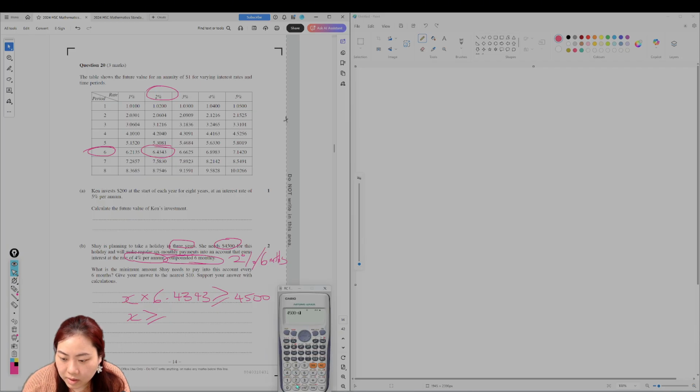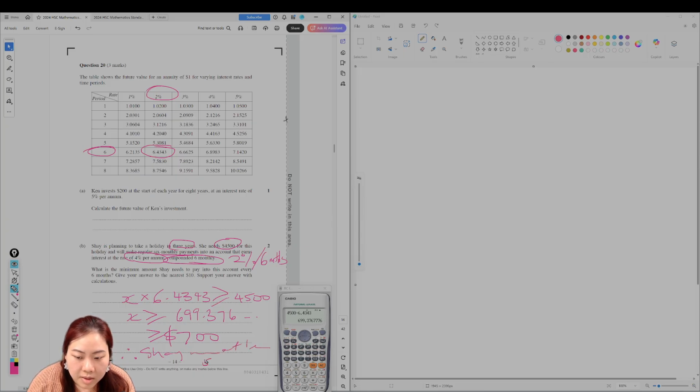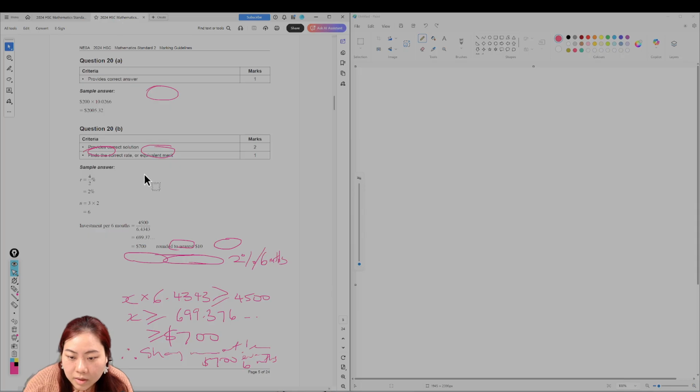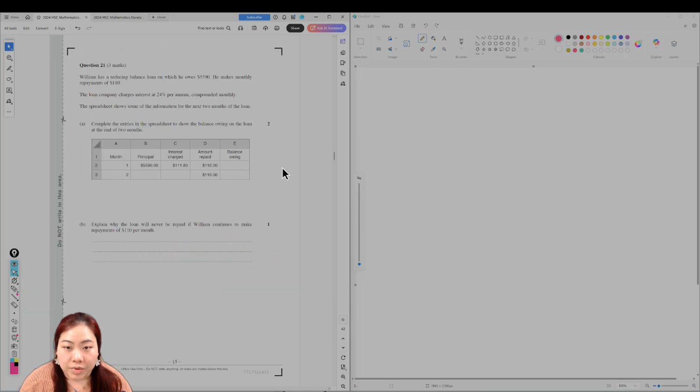4500 divided by 6.4343 is $699.37, which to the nearest $10 would be $700. So she needs to put in, you should really write a sentence at the bottom saying Shay needs to deposit at least $700 every 6 months, something like that, just to finish off the question. Let's see. Yes, $700 rounded to the nearest $10. Very good.